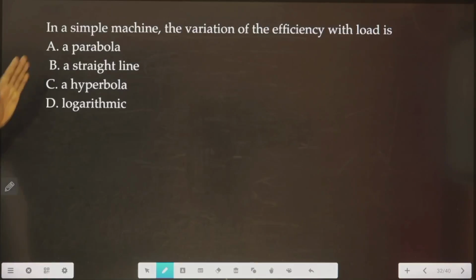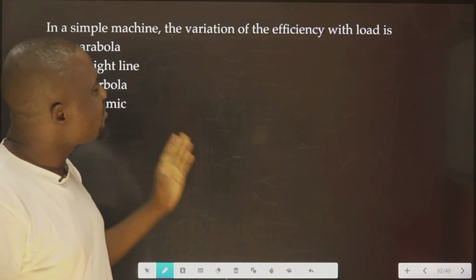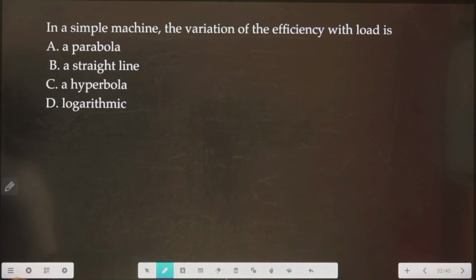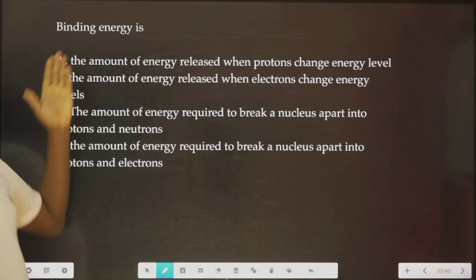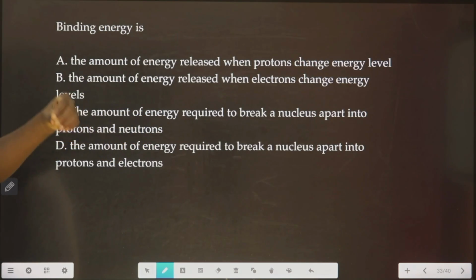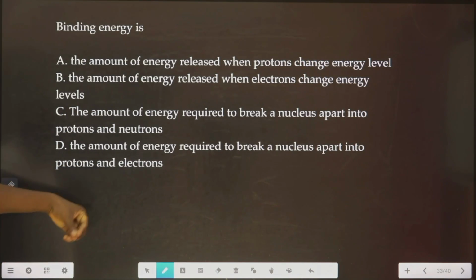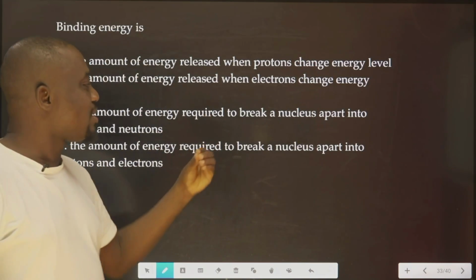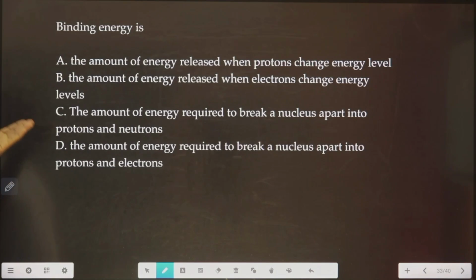Okay? In a simple machine, the variation of the efficiency with load is what? Is simply parabola. Parabola. Okay? Binding energy is the amount of energy released when protons change energy level. No? The amount of energy released when electrons change energy levels. No? The amount of energy required to break a nucleus apart into protons and neutrons. So C is the answer without wasting time.